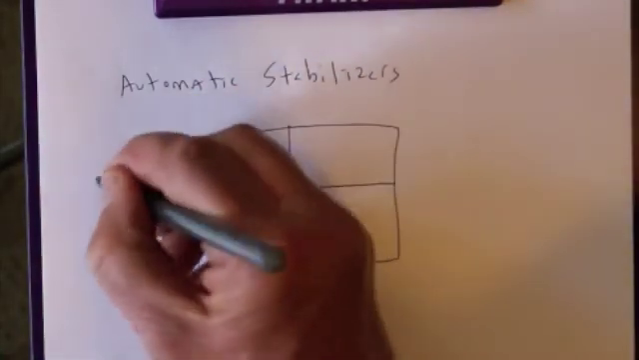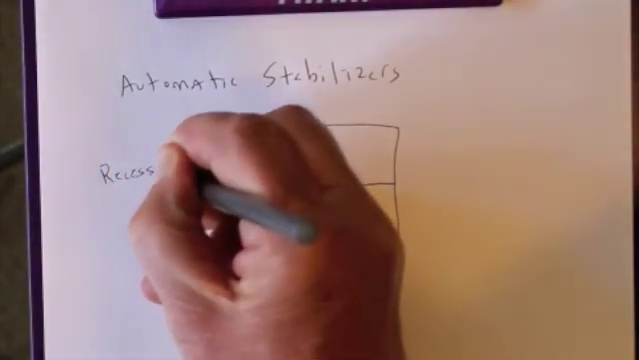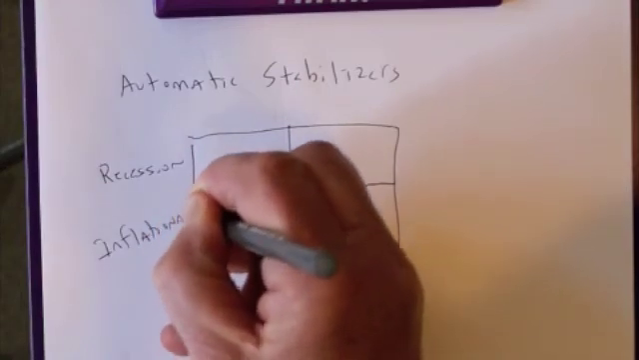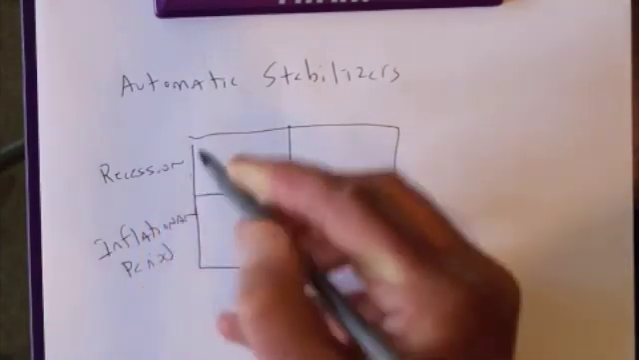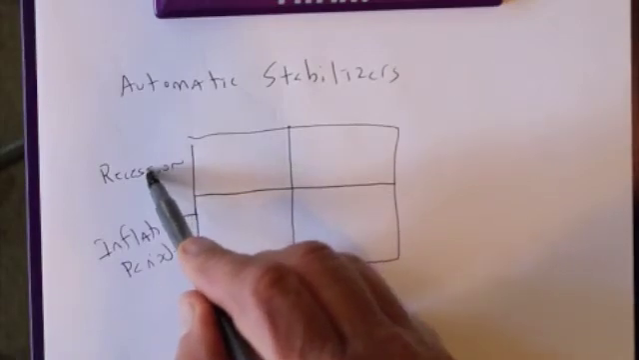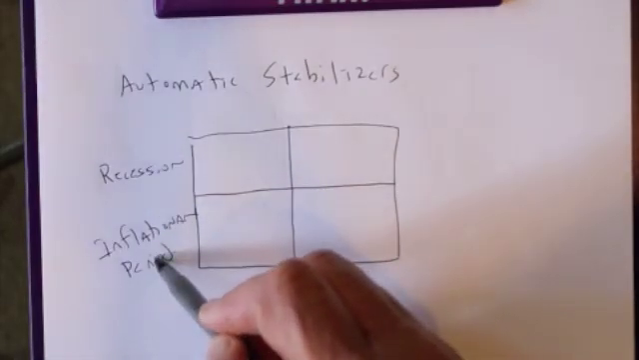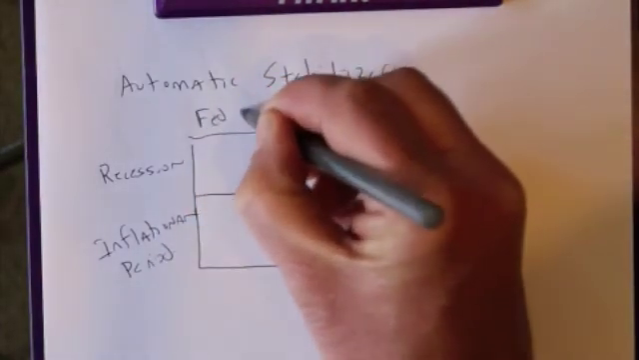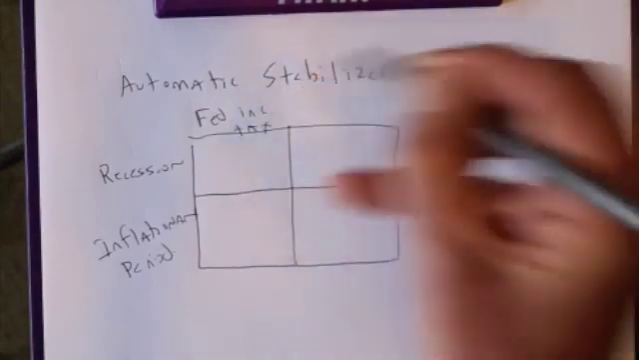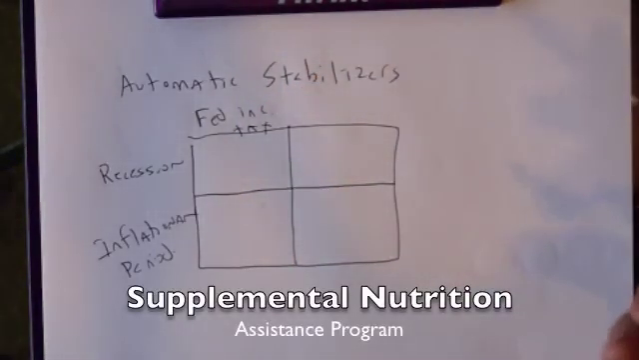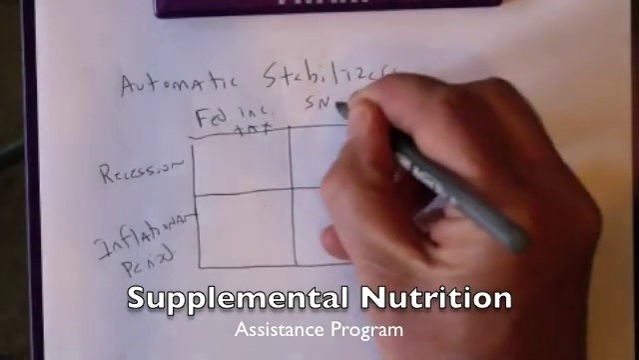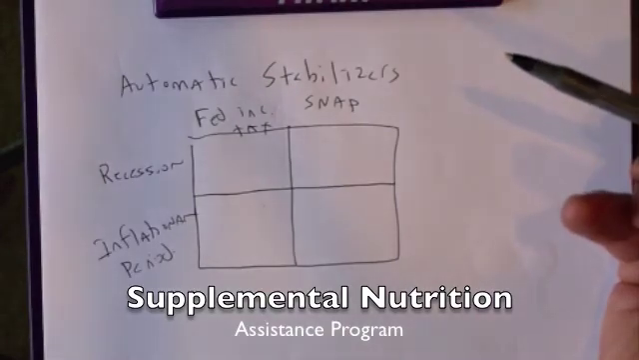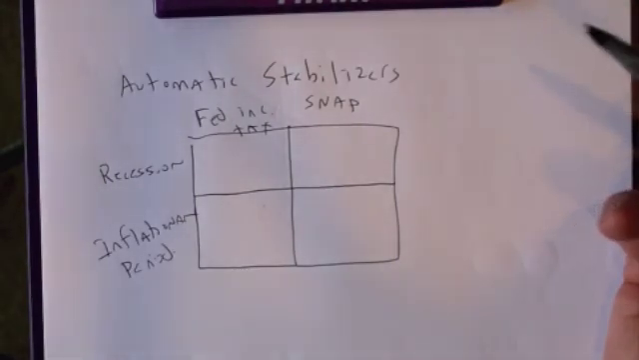So if we can make this chart, and this will be the end of it, we have a recession, and we have an inflationary period. In a recession, unemployment is the problem, and in an inflationary period, inflation is a problem. And we have federal income tax, which is a progressive tax. The more you make, the higher percentage you pay. And then we have the SNAP program, Supplemental Nutrition Assistance Program. It used to be called food stamps, now it's called SNAP.